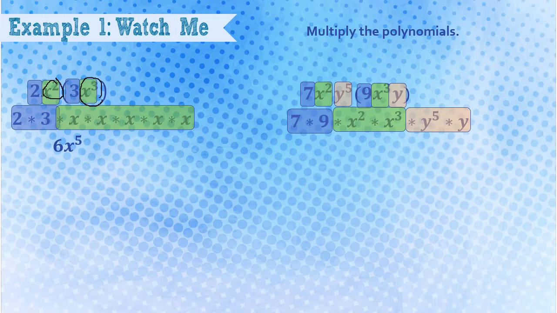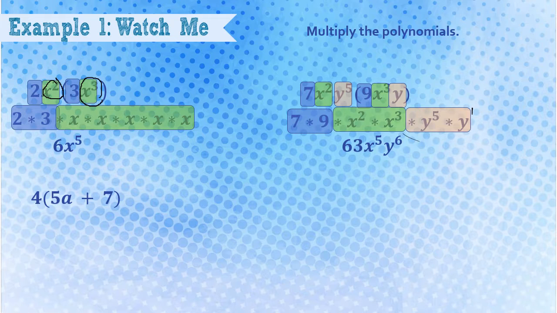So I've got 7 times 9, then I have x squared times x to the 3rd, and then my y's, y to the 5th and y. Remember, when we are multiplying our variables, we add our exponents. So this is going to turn into 63 because 7 times 9 is 63. X squared times x to the 3rd, I add the exponents, I get x to the 5th. And then here I have y to the 5th times y. Remember, this is really like y to the 1st, so 5 plus 1 gave me 6. That's how I got that final answer.